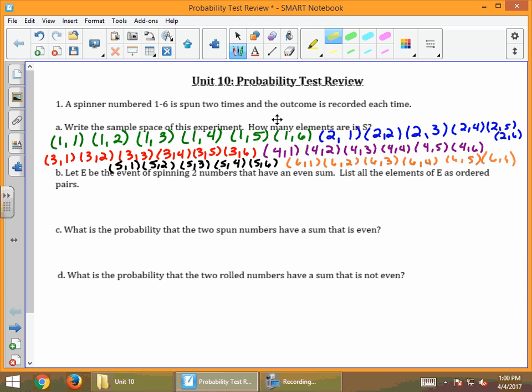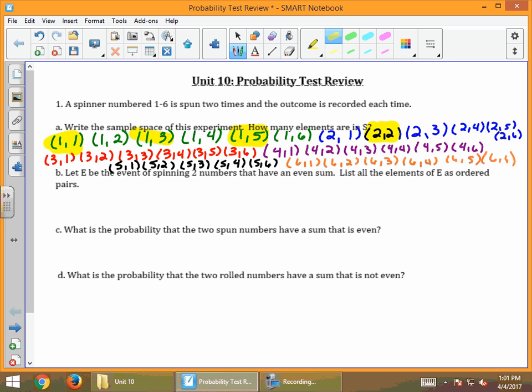So you just have to go through each thing. 1 plus 1, does that give us an even number? Yeah. And we'll highlight it, you can circle. What about 1 plus 2? No, I guess it's an odd. What about 1 plus 3? Yeah, that's even. 1 plus 4? No, that's an odd. 1 plus 5? Yeah, that's an even number. What about 1 plus 6? No, that's odd. 2 plus 1? 2 plus 2?